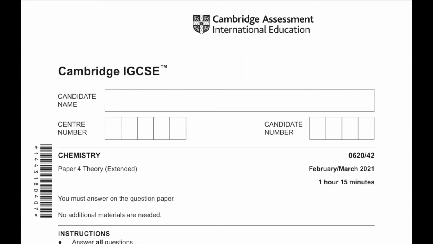Hello everyone. Today we'll be solving Cambridge iGCSE Chemistry Paper 4 Theory Extended February-March 2021 0620 Paper 42.